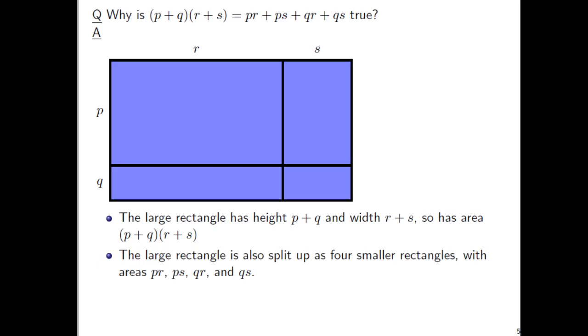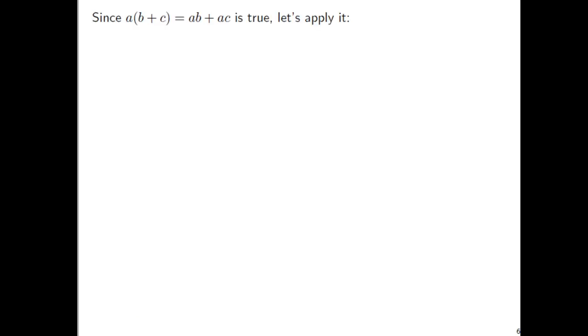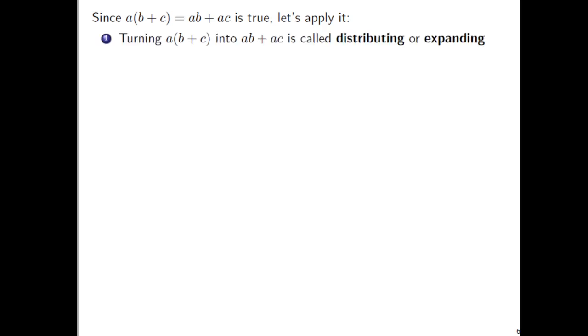And then the individual little rectangles: the large rectangle can be split up as four smaller rectangles whose areas are PR, PS, QR, and QS. And if we add those four together, that's also the area. So again, a picture is going to be the only accepted explanation. Now, since we know that this distributive law is true, let's apply it.